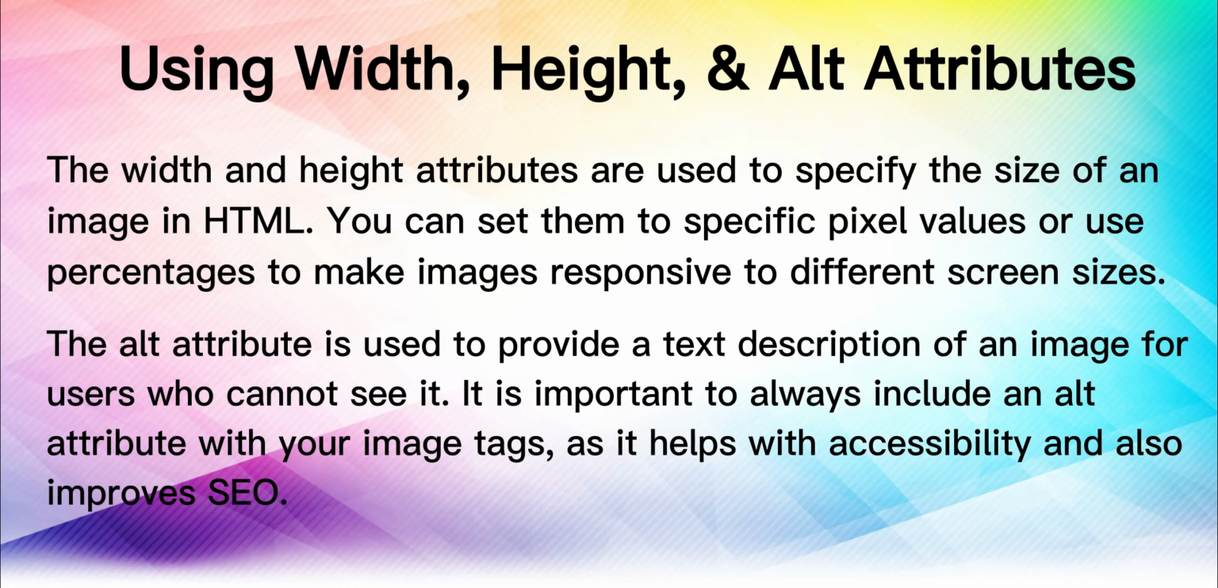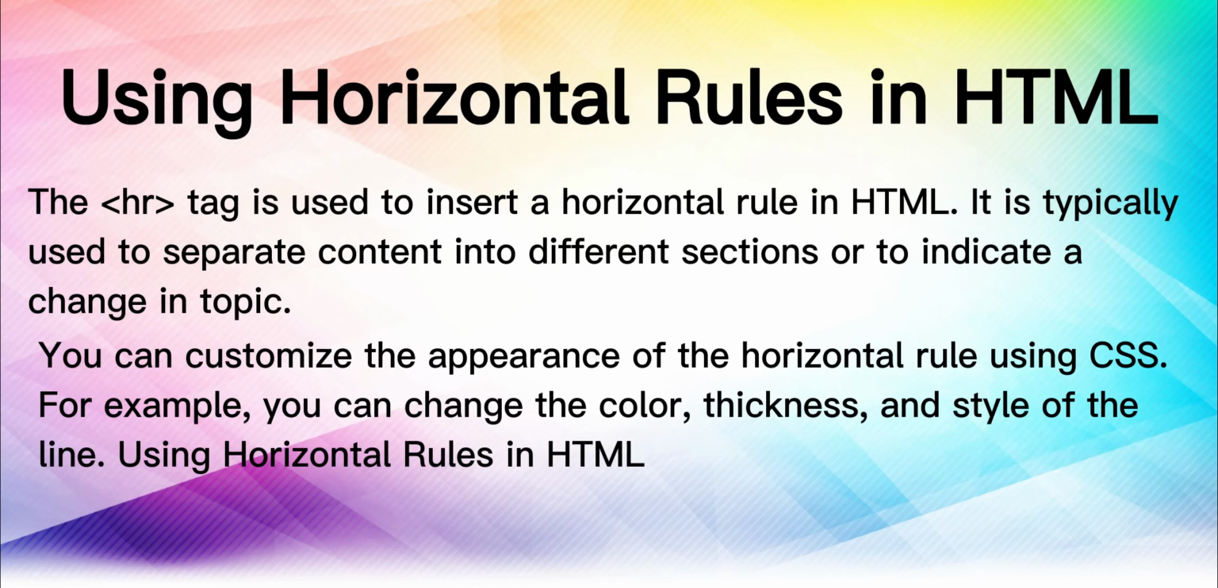Using width, height, and alt attributes. The width and height attributes are used to specify the size of an image in HTML. You can set them to specific pixel values or use percentages to make images responsive to different screen sizes. The alt attribute is used to provide a text description of an image for users who cannot see it. It is important to always include an alt attribute with your image tags, as it helps with accessibility and also improves SEO.